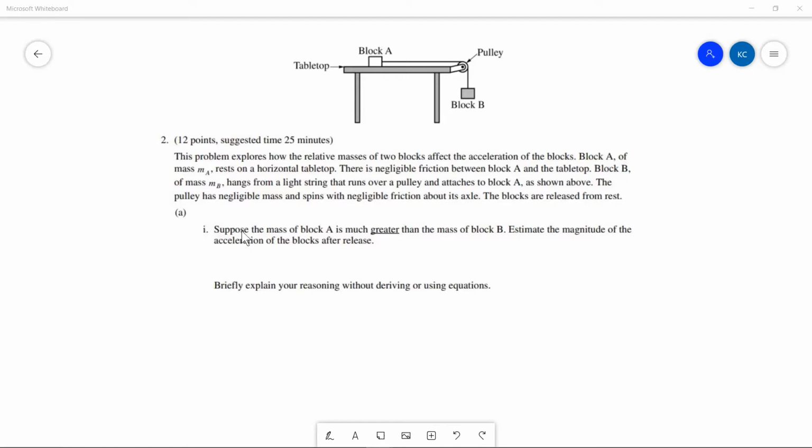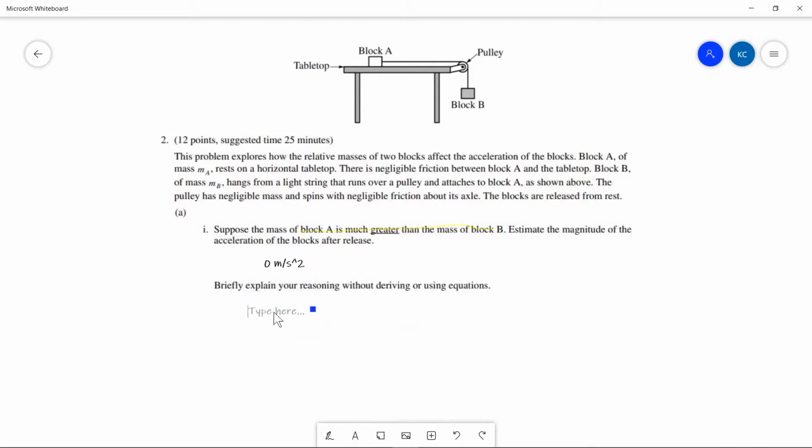Part A, part I. Suppose the mass of block A is much greater than the mass of block B. Estimate the magnitude of acceleration of the blocks after release. Briefly explain your reasoning without deriving or using equations. Okay, so in this instance, the mass of block A is much greater than the mass of block B. So that means the acceleration of block A would be close to 0, if you include units, meters per second squared.